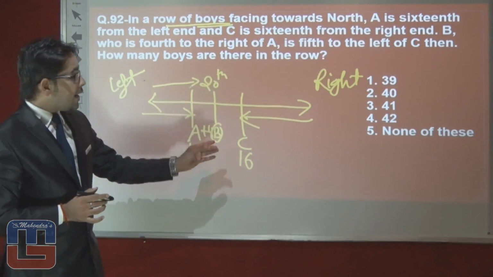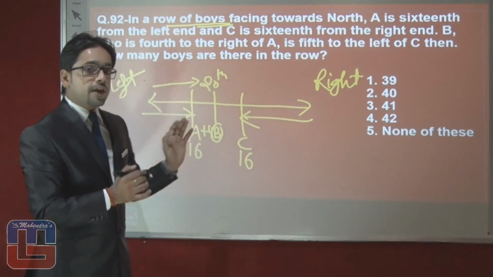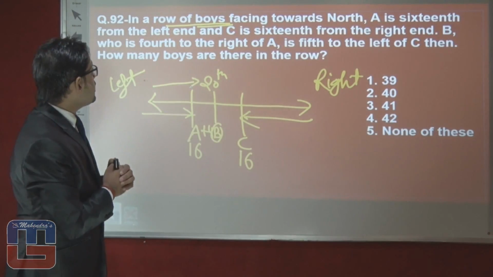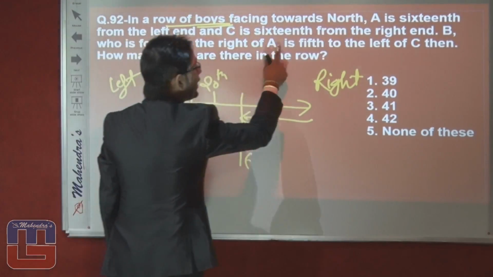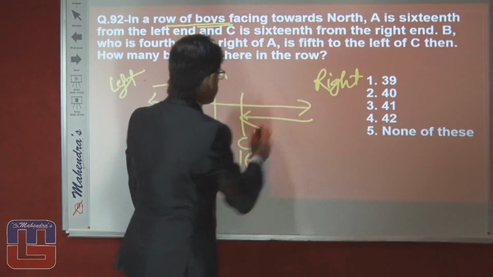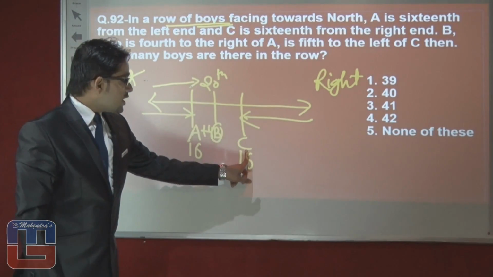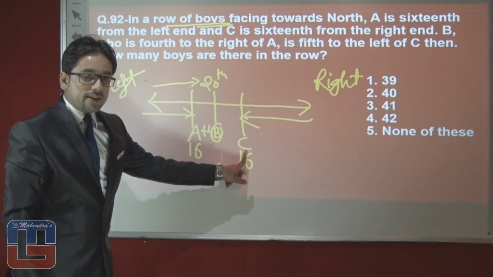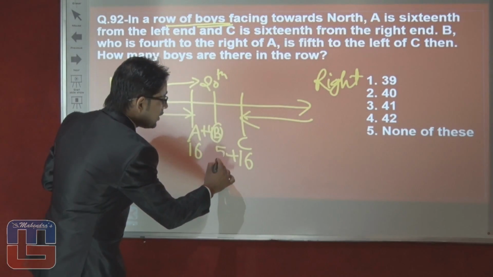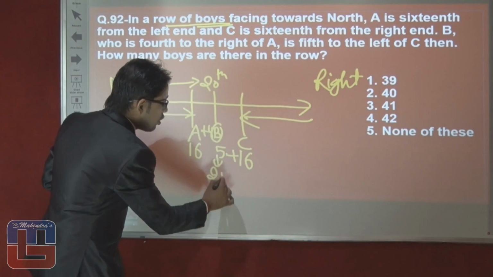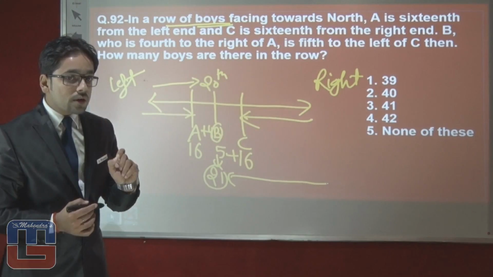Still we don't know whether B crosses the line of C or not. So we can move on to the next statement, which is saying B, who is 4 to the right of A, is 5th to the left of C. Towards C, if we want to go left hand side, we have to move towards this side. 16 plus 5, we can say that the position of B will be 21 from the right corner.